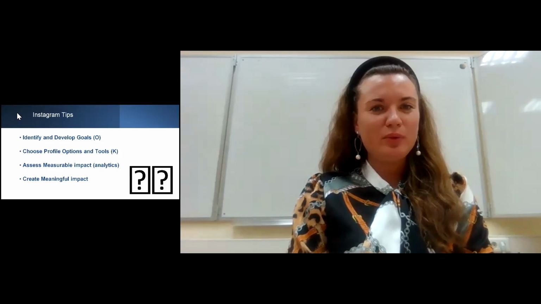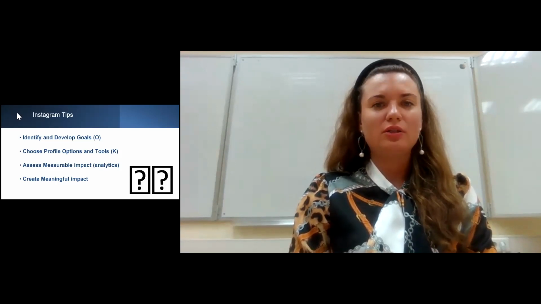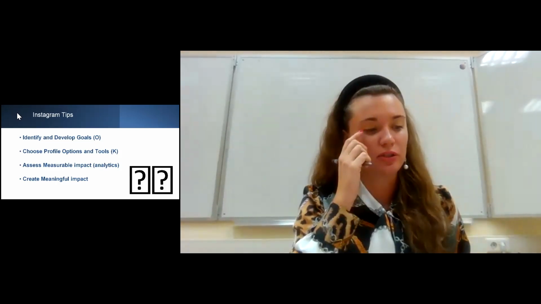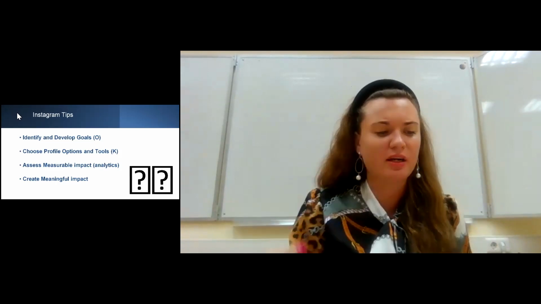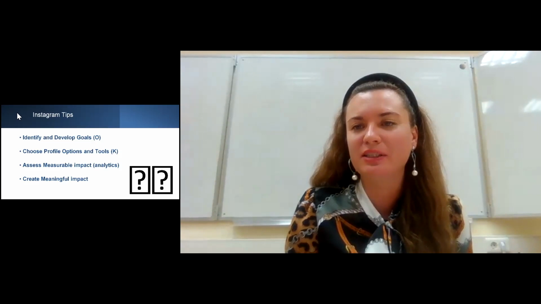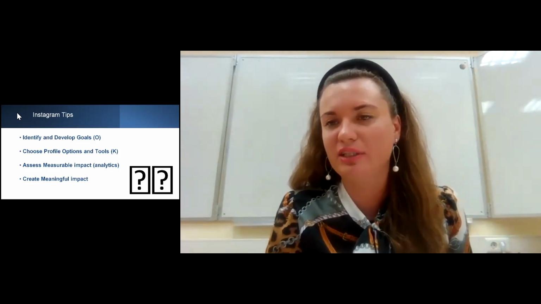So here we've got some Instagram tips. The first one: identify and develop goals. As we've already discussed, whether you want international visibility, then you will use mostly hashtags written in English.